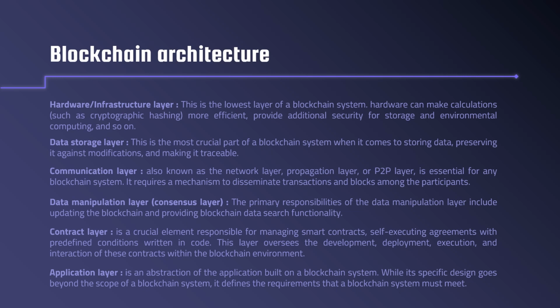Data storage layer. This is the most crucial part of a blockchain system when it comes to storing data, preserving it against modifications, and making it traceable. This layer is also responsible for ensuring the availability and the durability of the data.